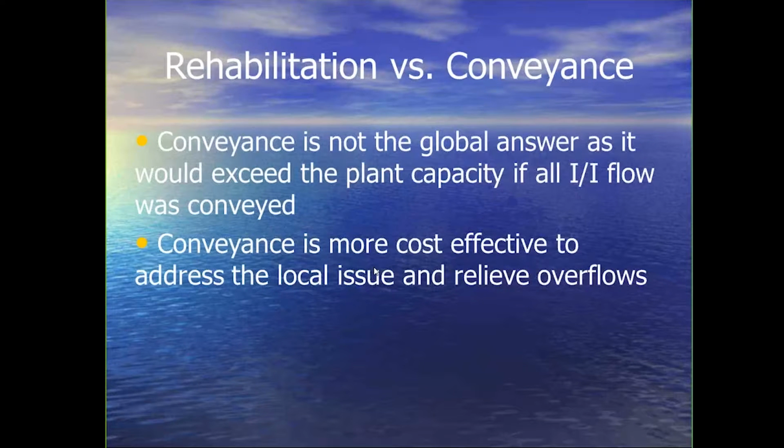So, in general, and with the debate between rehabilitation versus conveyance, well, conveyance is obviously not the global answer for a multitude of reasons, because it would exceed the plant capacity dramatically if all I&I flow was conveyed. And clearly I'm not going to suggest to management that we double the pipe size of every pipe in the system, because I'd be looking for a job pretty quickly. But conveyance is more cost effective to address the local issue and to relieve overflows.